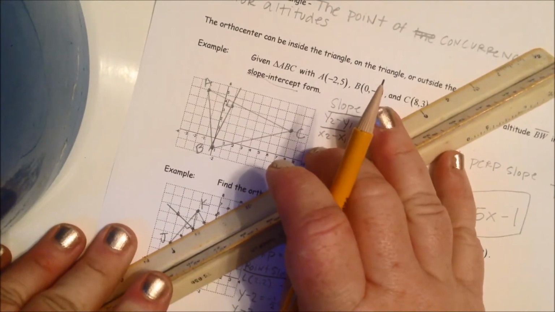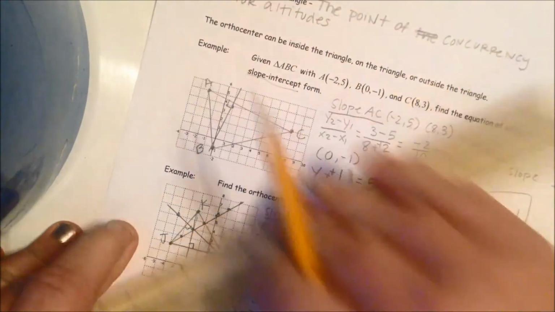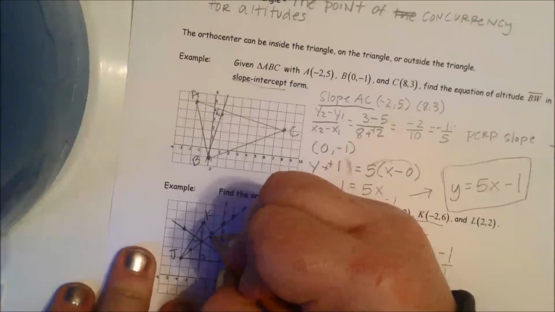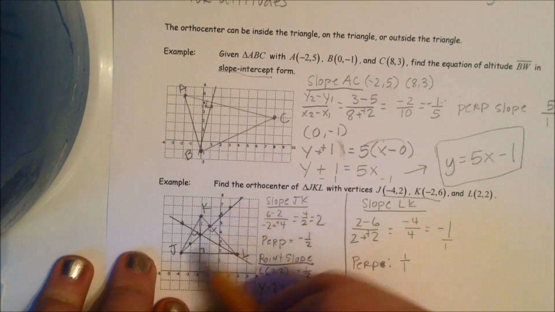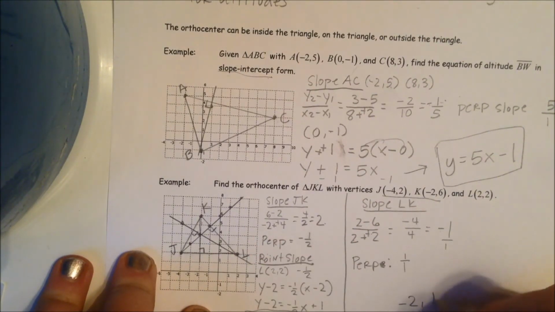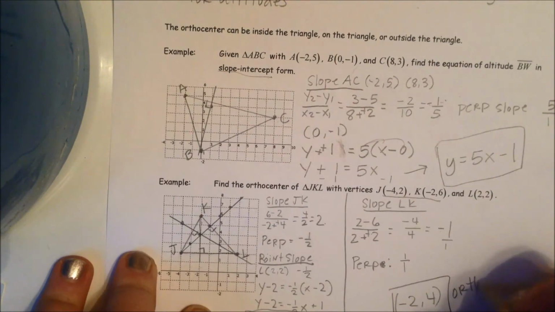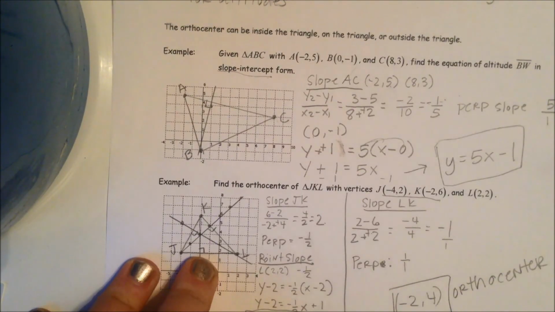So I'm just connecting point J to all the new points I found with that perpendicular slope. And I see that all of these altitudes cross at -2, 4. So my orthocenter is at -2, 4. And that's all.